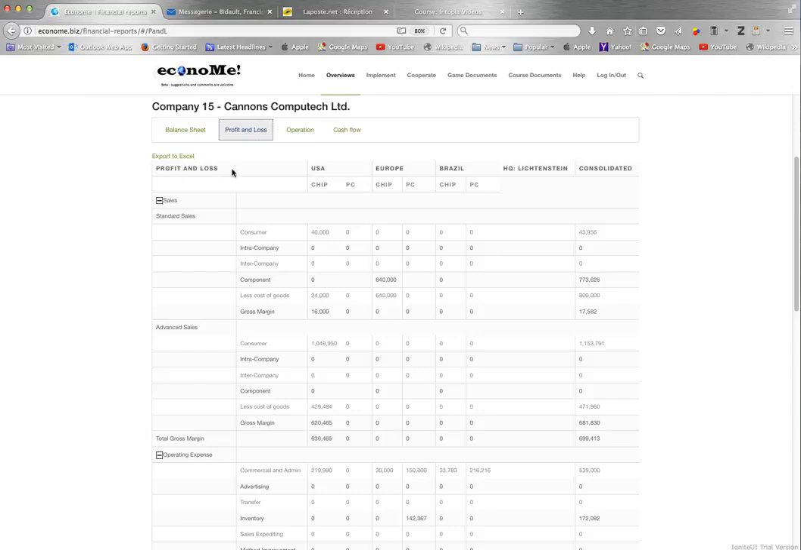Now, what is the profit and loss statement made up of? First of all, it is organized around the same regions as the balance sheet: the USA, Europe, Brazil, Liechtenstein, and the last column is the consolidation of all figures into Swiss francs. Then it is also organized around products, chips and PC. The first column is the chip, everything that has to do with your chip sales and production. It will be taken care of here, and then the PC.